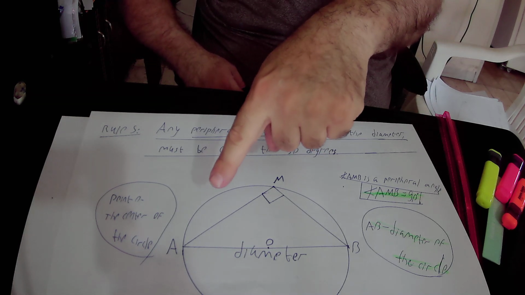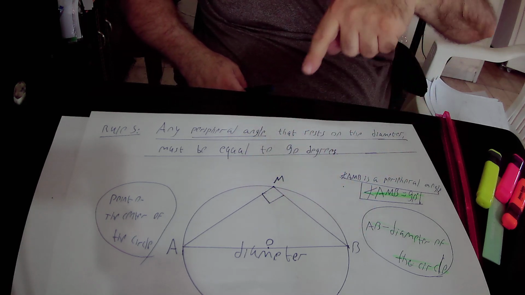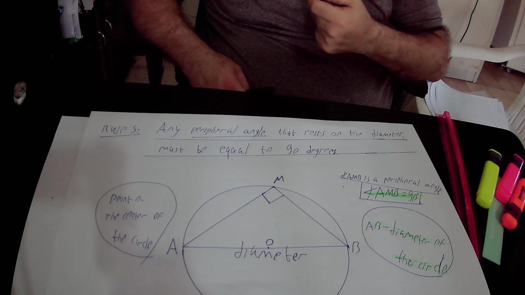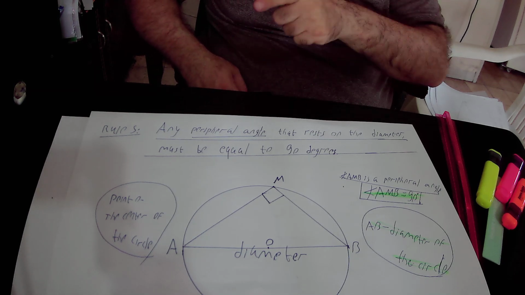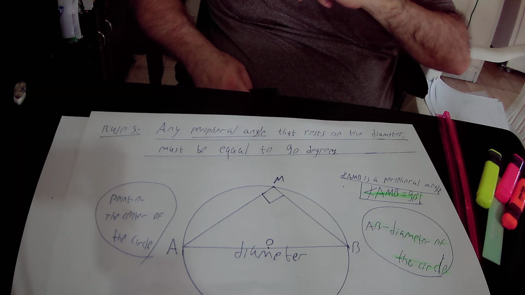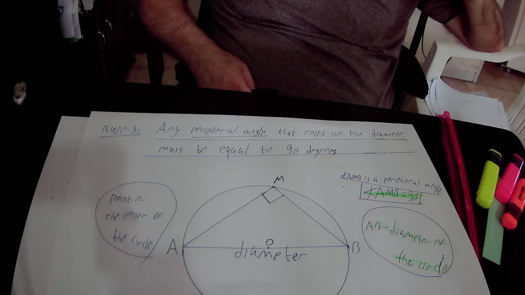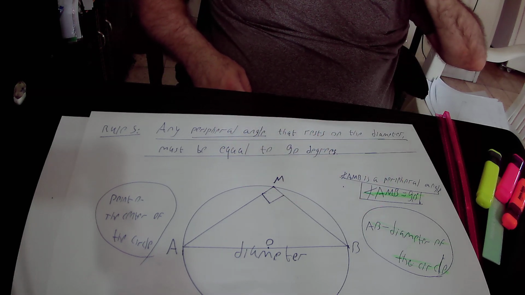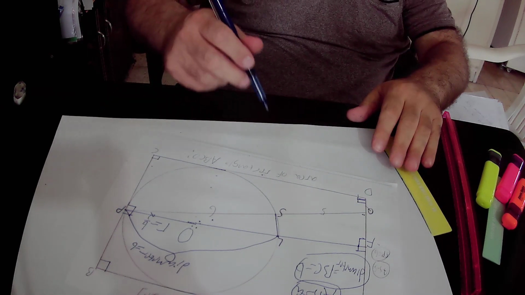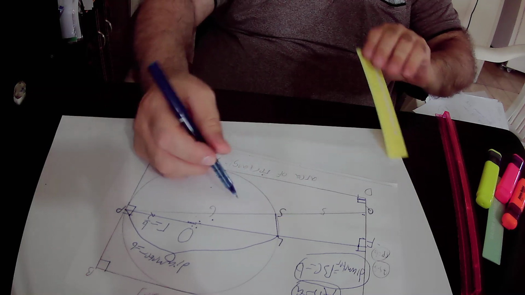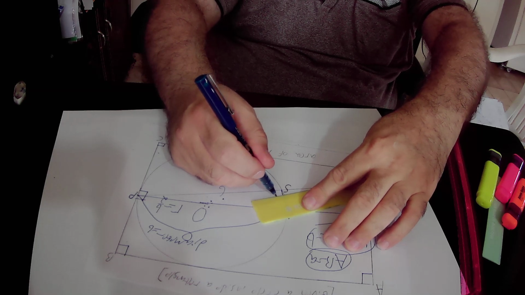Here, peripheral angle ASB rests on AB, that is the diameter of the circle. And according to rule number 3 and rule number 5, any peripheral angle that rests on the diameter of the circle is equal to 90 degrees. So angle ASB equals 90 degrees. Why? Because it rests on the diameter of the circle. Okay? According to rule number 5, we get that the peripheral angle LSP must be equal to 90 degrees. So this angle equals 90 degrees.